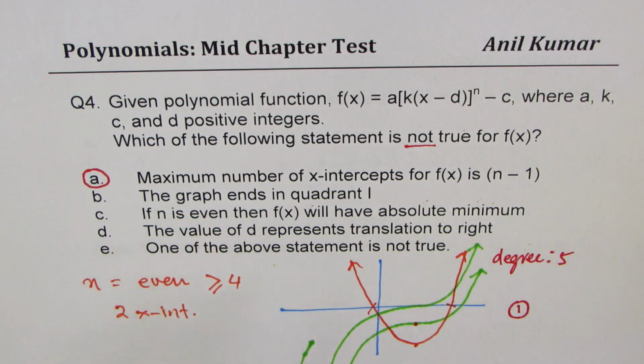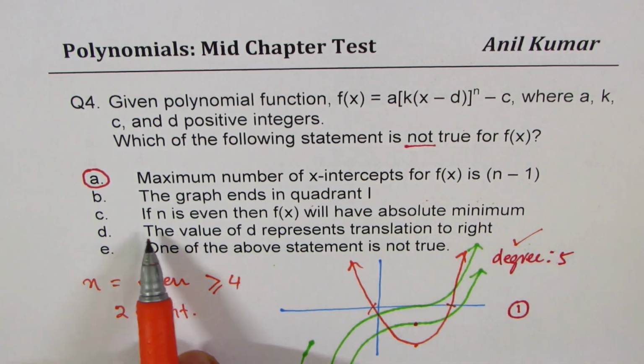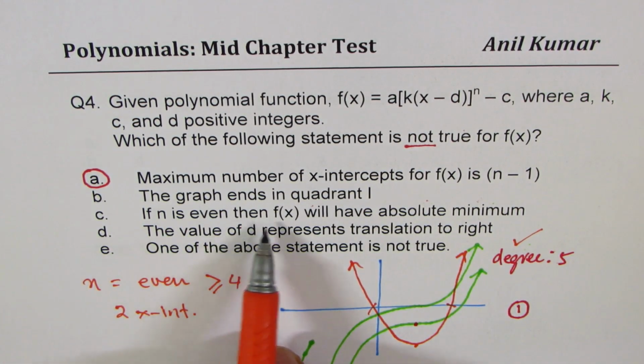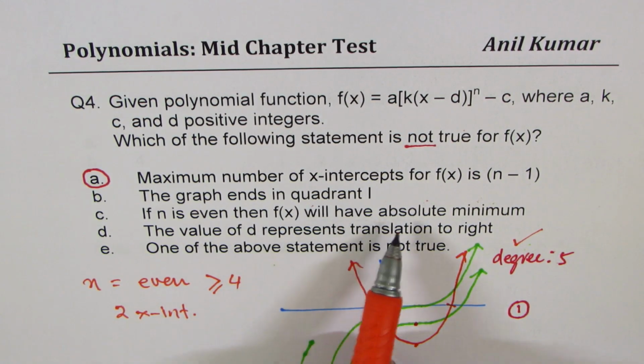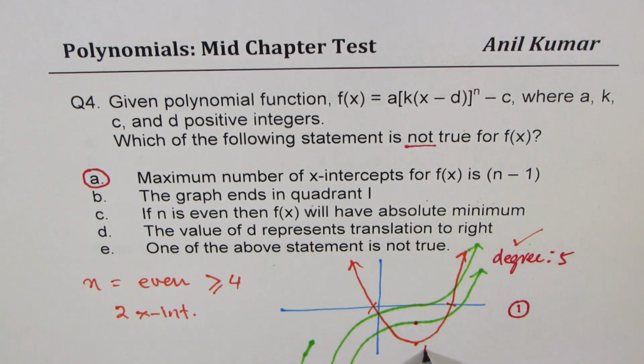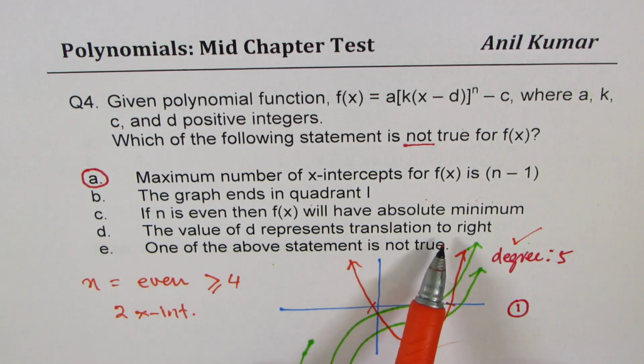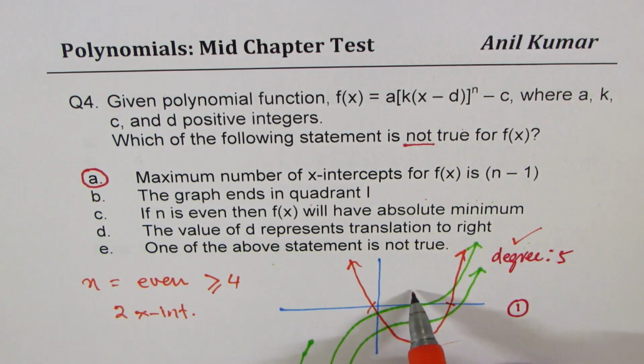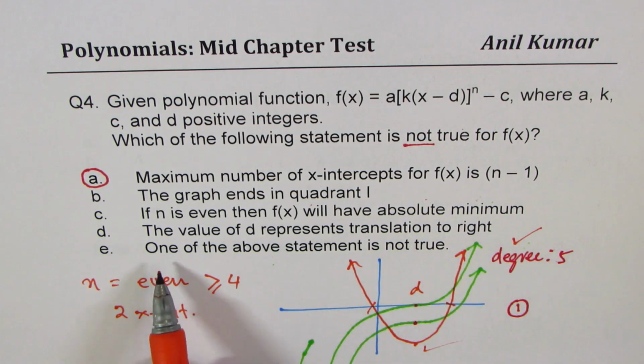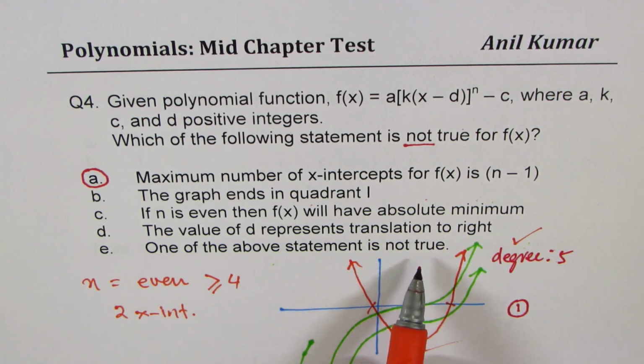The graph ends in quadrant 1, that is correct. If n is even, then the function f of x will have an absolute minimum. That is true. It has an absolute minimum. The value of d represents translation to the right. That is correct. So this is the value of d, right? One of the above statements is not true. Well, this is also one of the above statements is not true. So that is also correct.